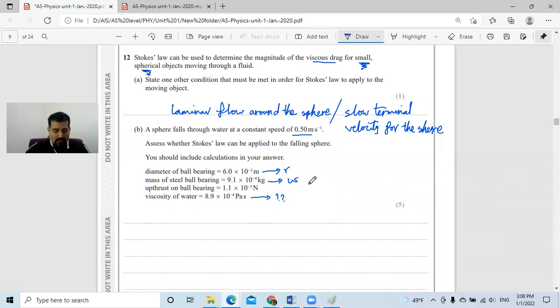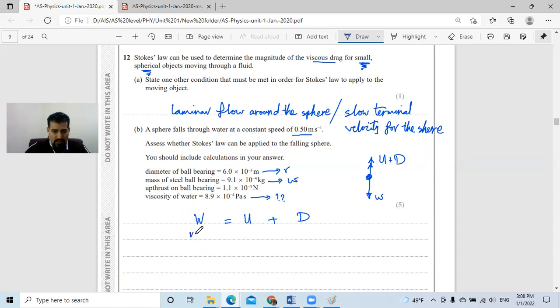We can find out how much the viscous drag force is, and we can see how much the velocity is from it. If the velocity is equal to the same velocity, the 0.5, that means our answer is correct. So what do we have here? Since it's falling down, the weight is acting downwards, and both the upthrust and the drag force act upwards. So the weight equals the upthrust plus drag.